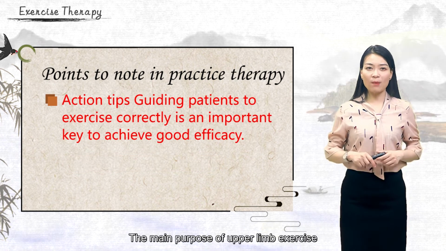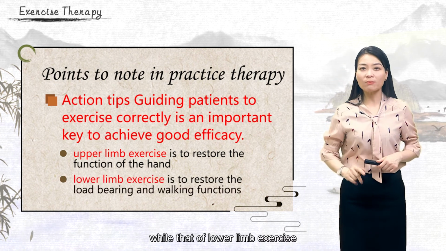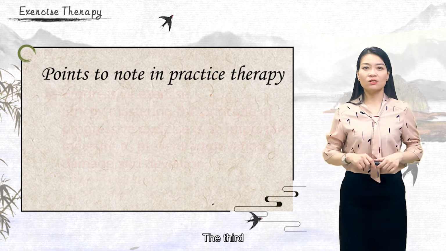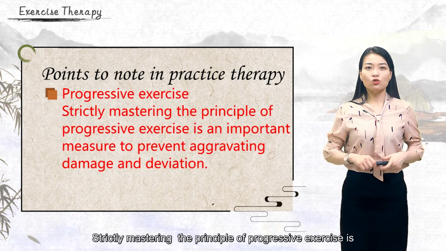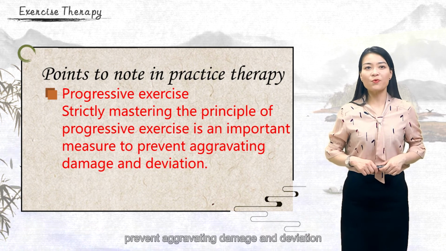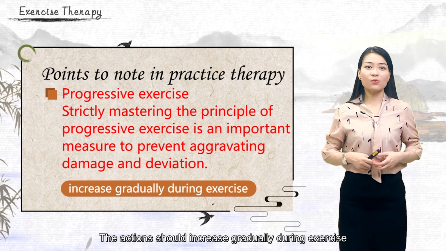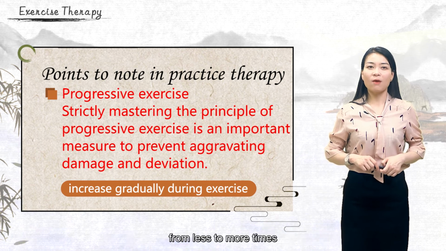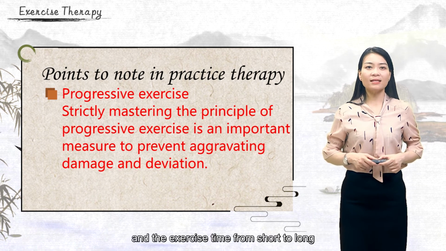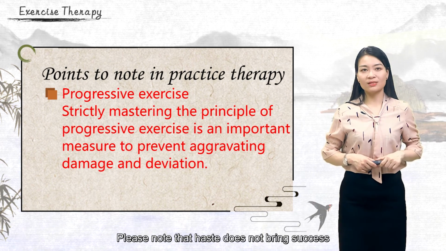The main purpose of upper limb exercises is to restore the function of the hand, while that of lower limb exercises is to restore the local bearing and walking function. The third, progressive exercises. Strictly mastering the principle of progressive exercises is an important measure to prevent aggravating damage and deviation. The actions should increase gradually during exercises from less to more times. The movement range should be from small to large, and the exercise time from short to long. Please note that haste does not bring success.